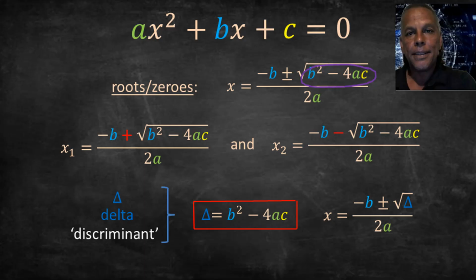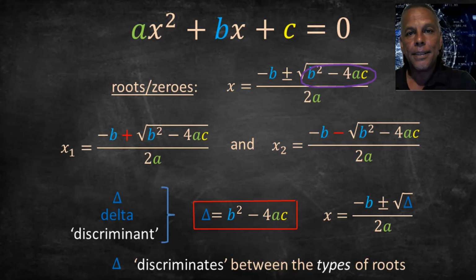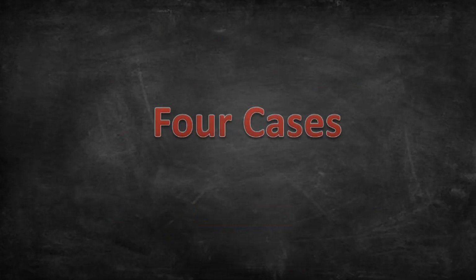We say that delta is a discriminant because it discriminates between the types of roots. In other words, the value of delta tells us what type of roots a particular quadratic equation has. When it comes to the nature or the types of roots of a quadratic equation, there are 4 cases.